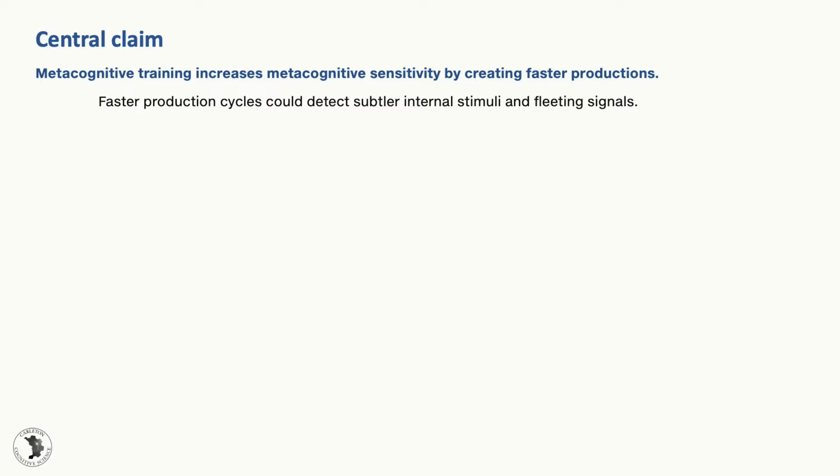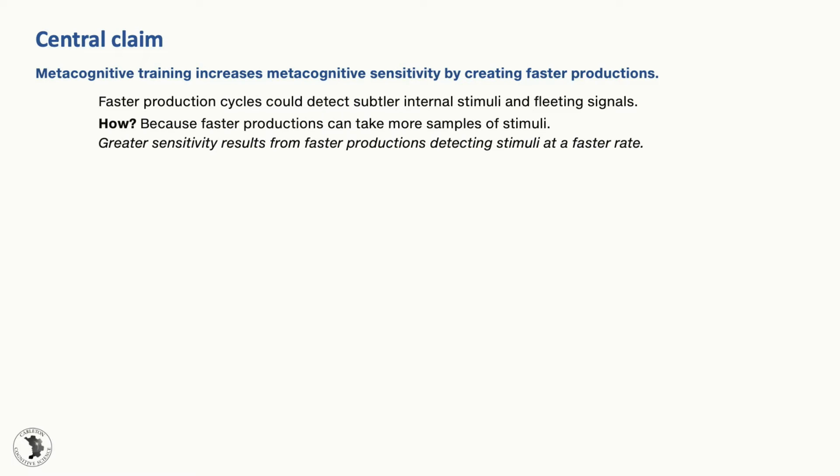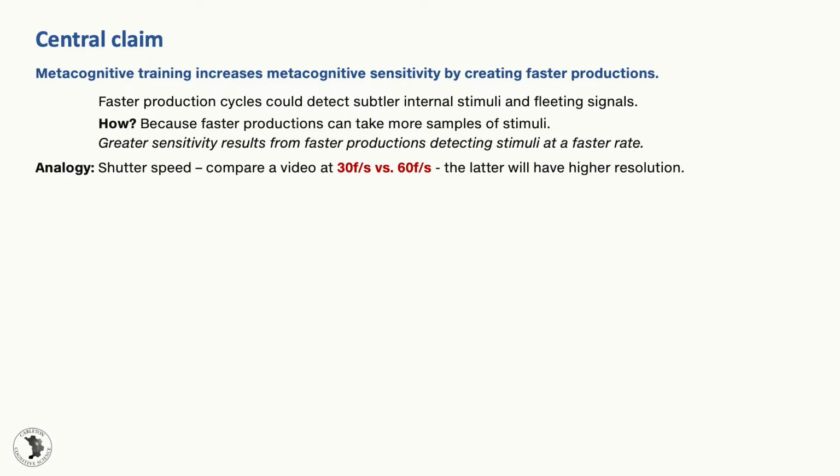So our central claim is that metacognitive training can increase sensitivity by creating faster productions. And faster production cycles could detect subtler internal stimuli and fleeting signals. Now, I should pause and say that not all cognitive architectures use production rules in the same way that ACT-R does, but our type of reasoning can be used for all types of production cycles. So we're talking about how production cycles can detect stimuli by taking more samples in a shorter amount of time. Faster productions can detect more stimuli in a shorter amount of time. So greater sensitivity can result from faster productions detecting stimuli at a faster rate.